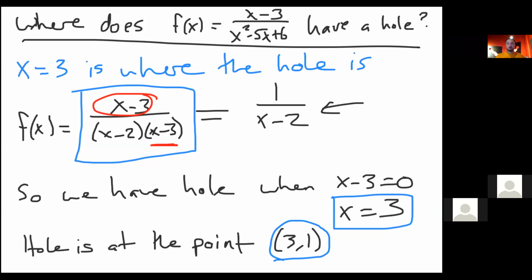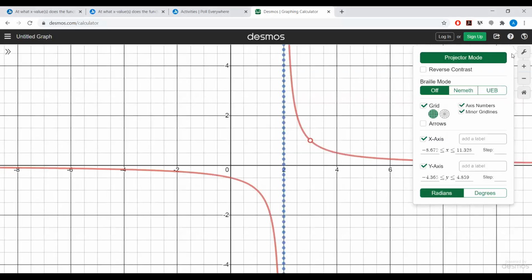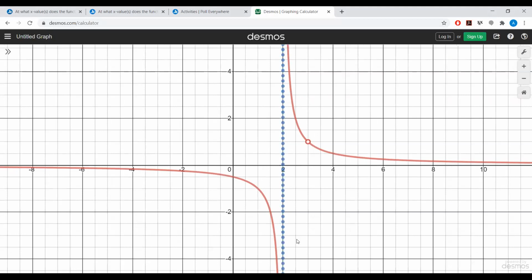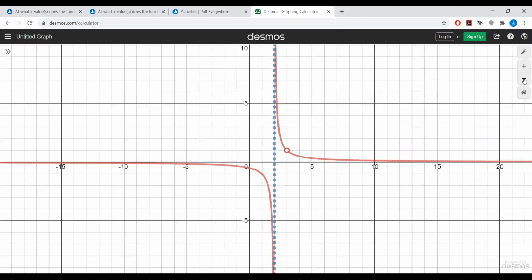So here is the graph. Let me turn it into projector mode, to get those lines a little bit bigger. So this red line is the graph of that function, x minus 3 over x squared minus 5x plus 6. What we see is that when x is 2, we have this vertical asymptote. As I get closer and closer to this vertical asymptote, I see my values going down to negative infinity if I'm coming at it from the left, and in this case, positive infinity from the right. That's something you can test for, but we're not going to go through that. I just want you to identify where these are going to occur.